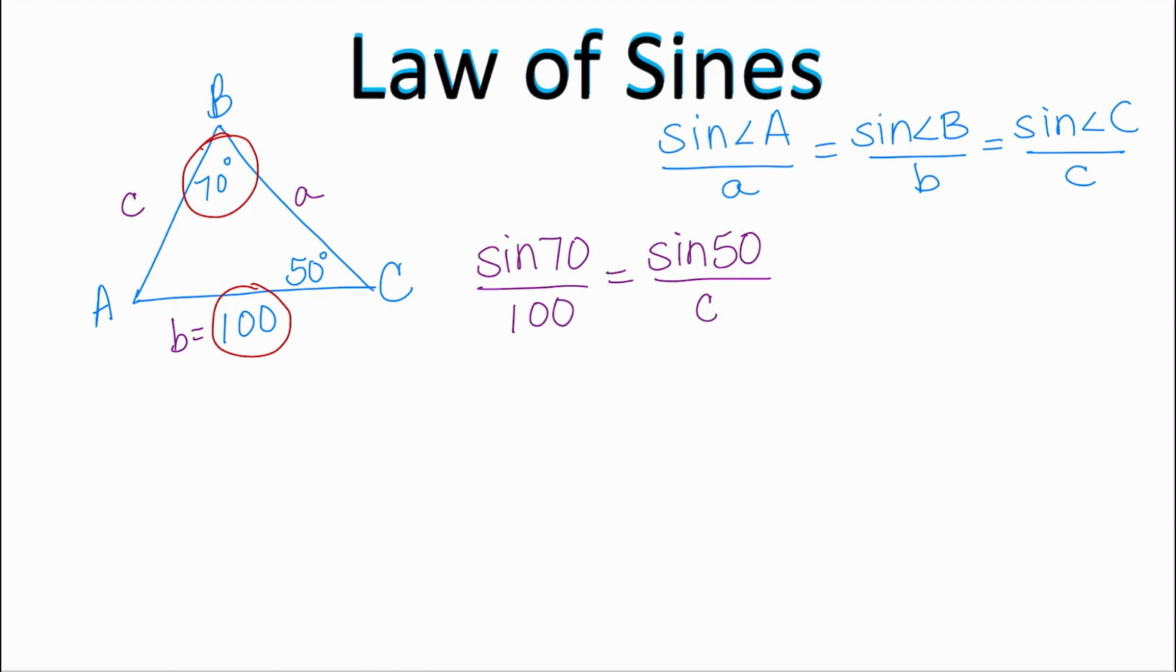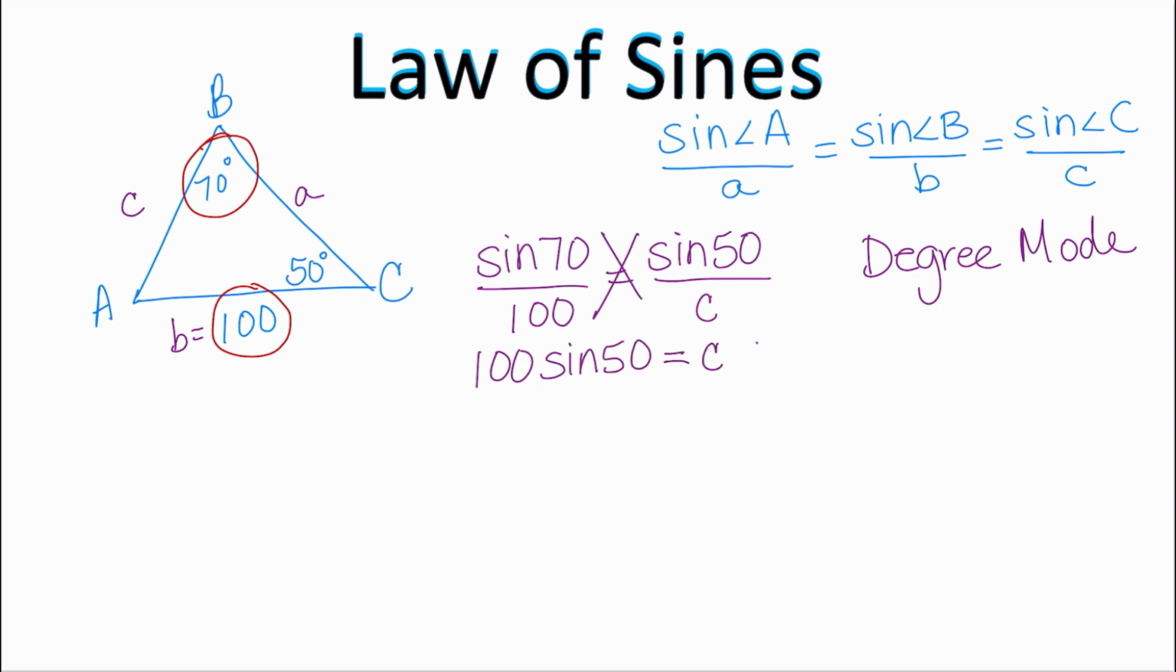One of the things you have to be careful with is to make sure that your calculator is in degree mode. Whichever one you're using, whether it's a scientific calculator or a graphing calculator, you want to make sure you're in degree mode. Now we're going to cross multiply. Take your calculator, multiply 100 times the sine of 50, and this equals c times the sine of 70. I have to get the little c by itself, so I'm going to divide by the sine of 70.